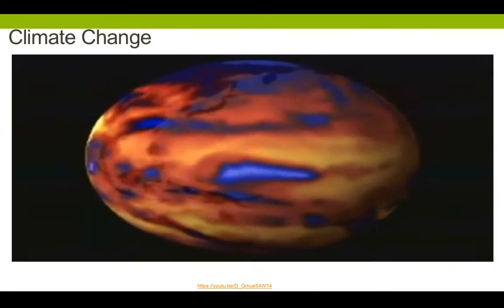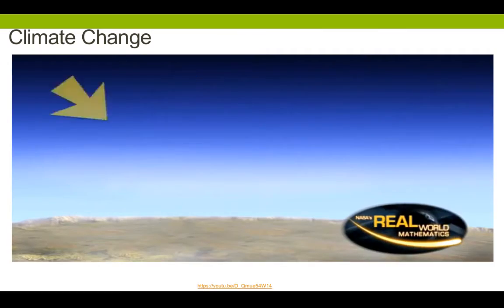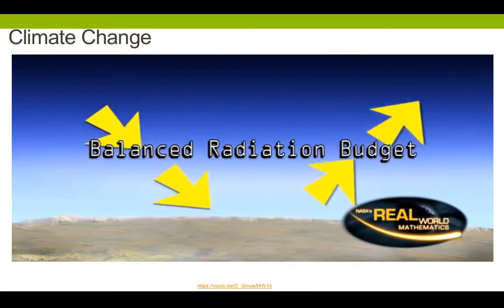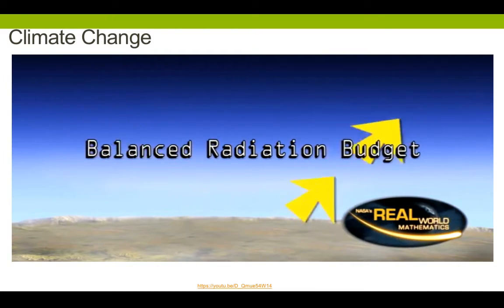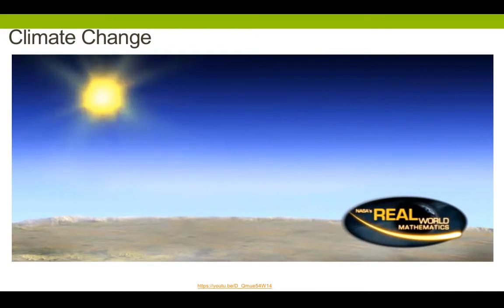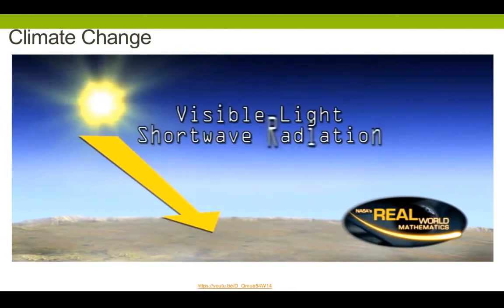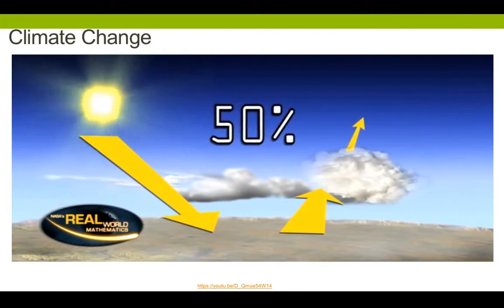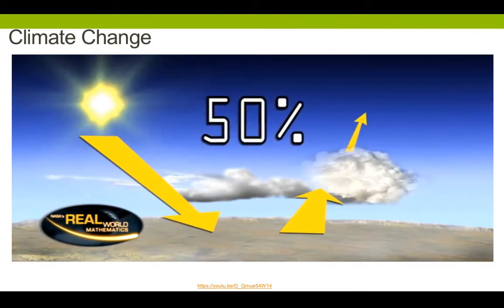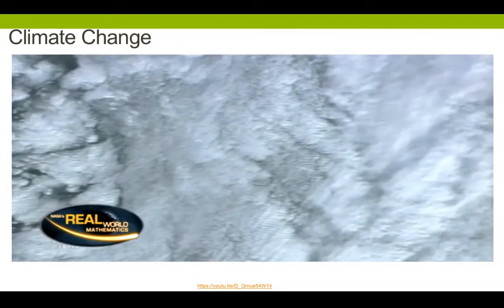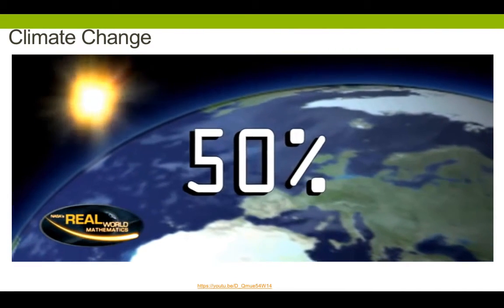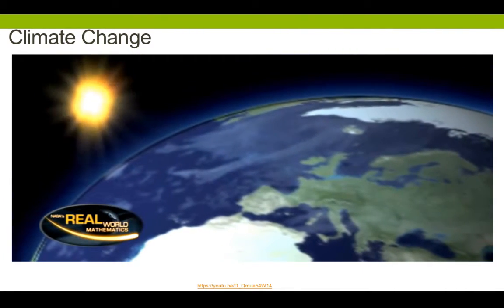Ideally, the amount of energy coming to and leaving Earth should be the same, equal, giving us a balanced radiation budget. And that would mean Earth's surface is neither cooling nor warming from year to year. The energy coming from the sun is visible light, or shortwave radiation, and much of it never reaches the surface of the Earth. In fact, about 50% is actually reflected back into space or absorbed by our atmosphere and clouds. Do the math. That leaves only about 50% of the energy to be absorbed by land and the oceans.